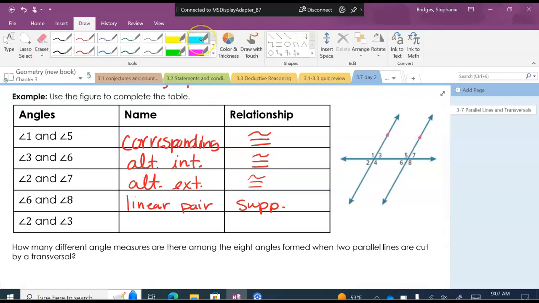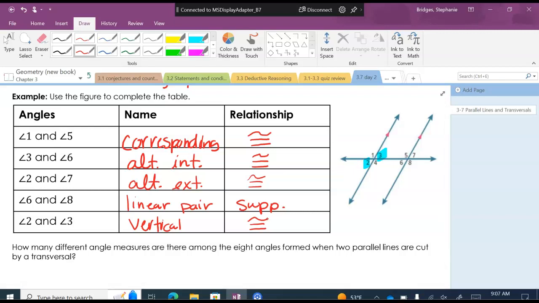And then the last 2, angle 2 and angle 3. What kind of angles are those? Vertical, yep. And vertical angles are always congruent.